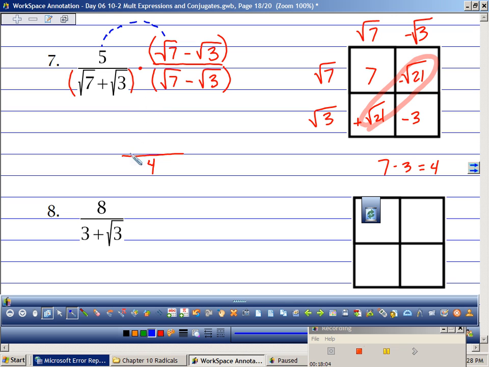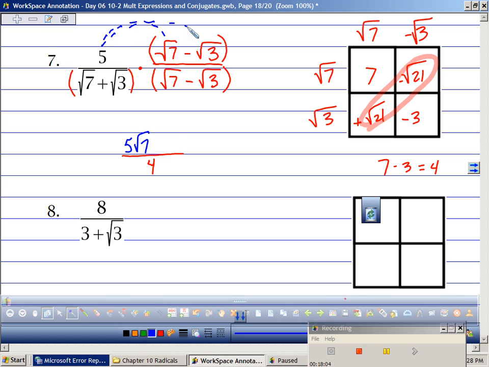5 times root 7 is 5 root 7. And 5 times negative root 3 is negative 5 root 3. Yes, Anthony, thank you. All right, last one.